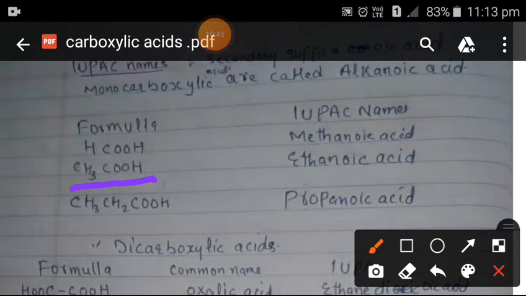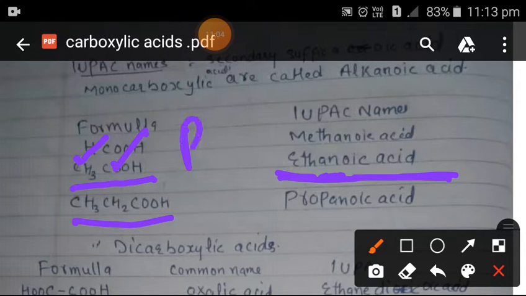Accordingly, you write the name of this compound. There are two carbon atoms, so it is eth. Primary suffix ane, e is dropped because the secondary suffix is oic acid. That's why it is named ethanoic acid. Clear? Third, you will write here the name of the compound. The number of carbon atoms is 3, which means the word root is prop.